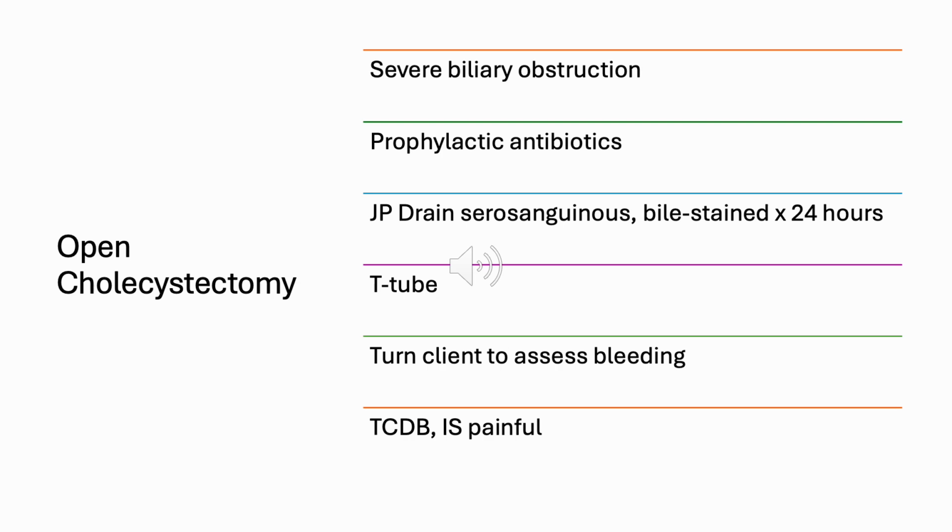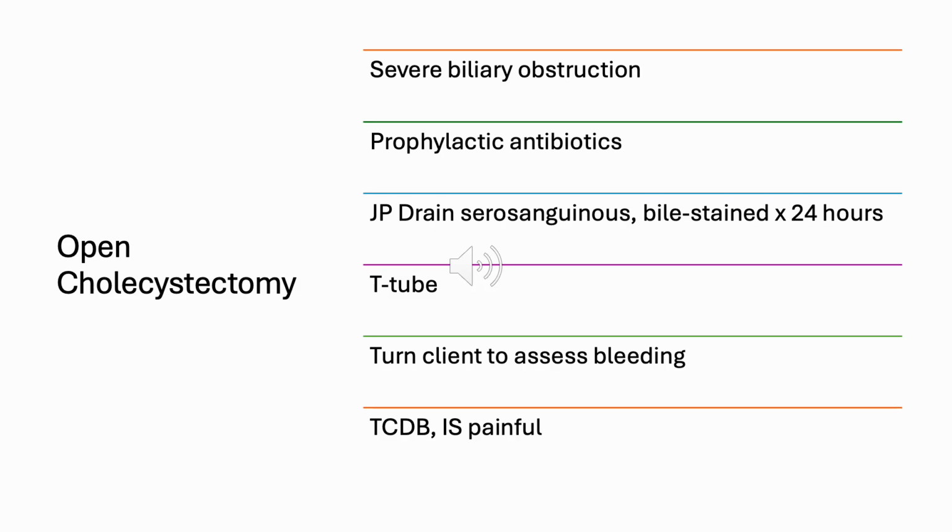The patient may need a T-tube, and I'm going to show you what that looks like. It's common to need a T-tube when they do common bile duct explorations. The dressing is going to be on the right upper quadrant.